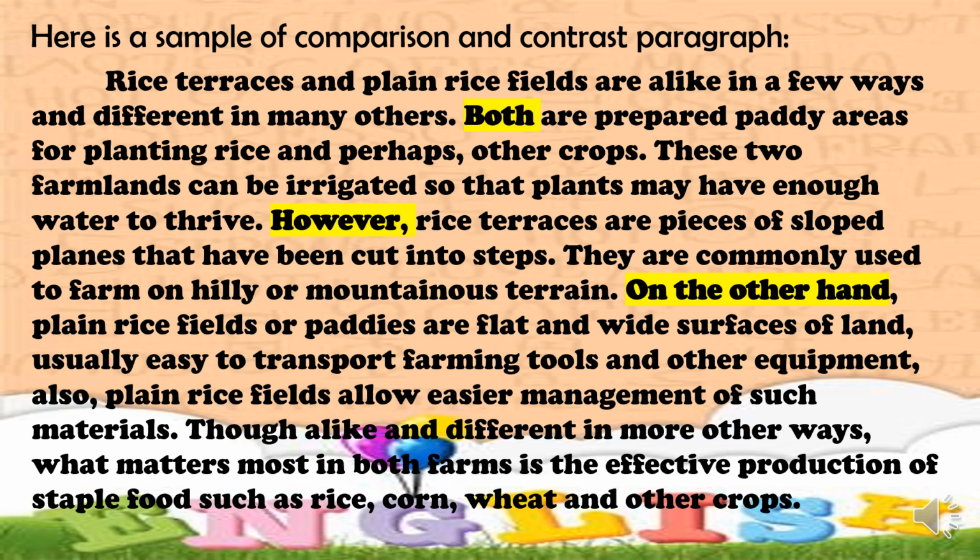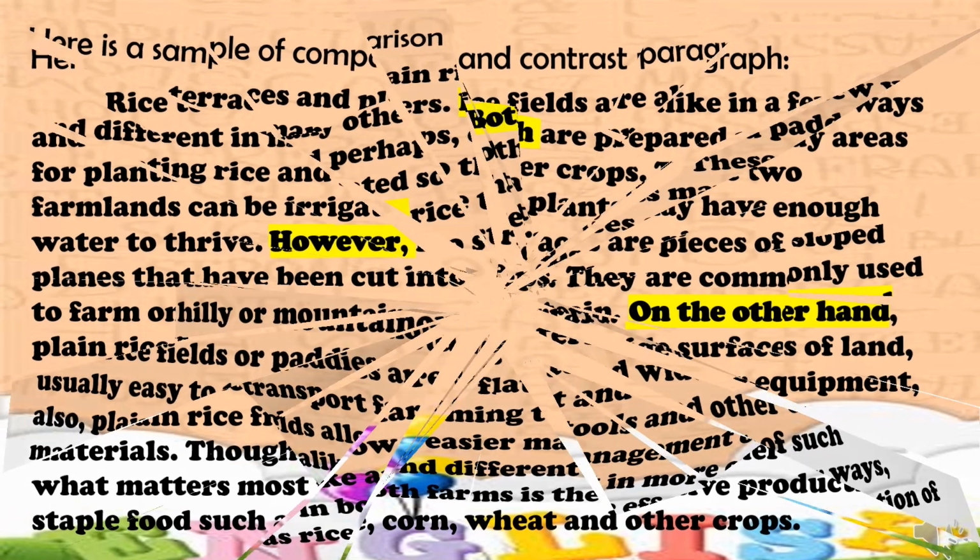On the other hand, plain rice fields or paddies are flat and wide surfaces of land, usually easy to transport farming tools and other equipment. Also, plain rice fields allow easier management of such materials. Though alike and different in many other ways, what matters most in both farms is the effective production of staple foods such as rice, corn, wheat, and other crops.